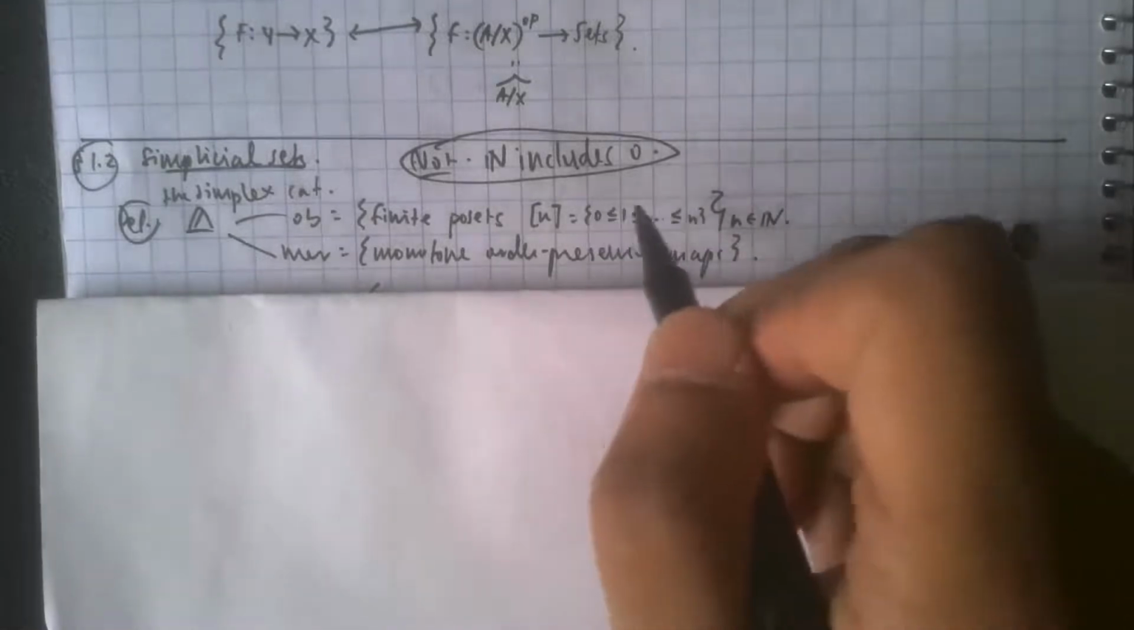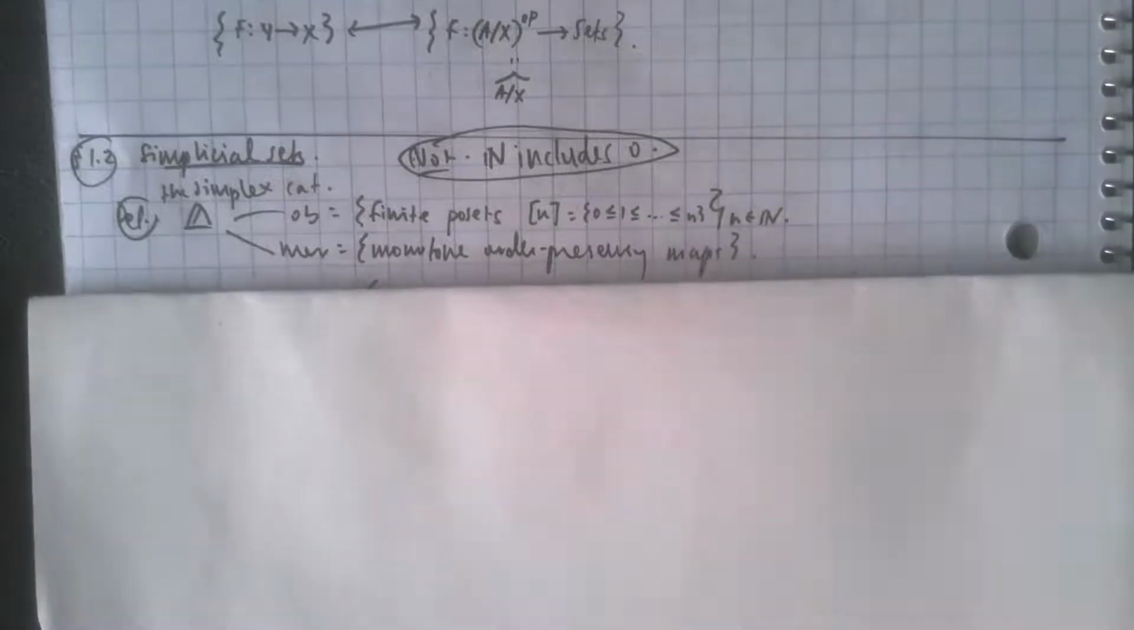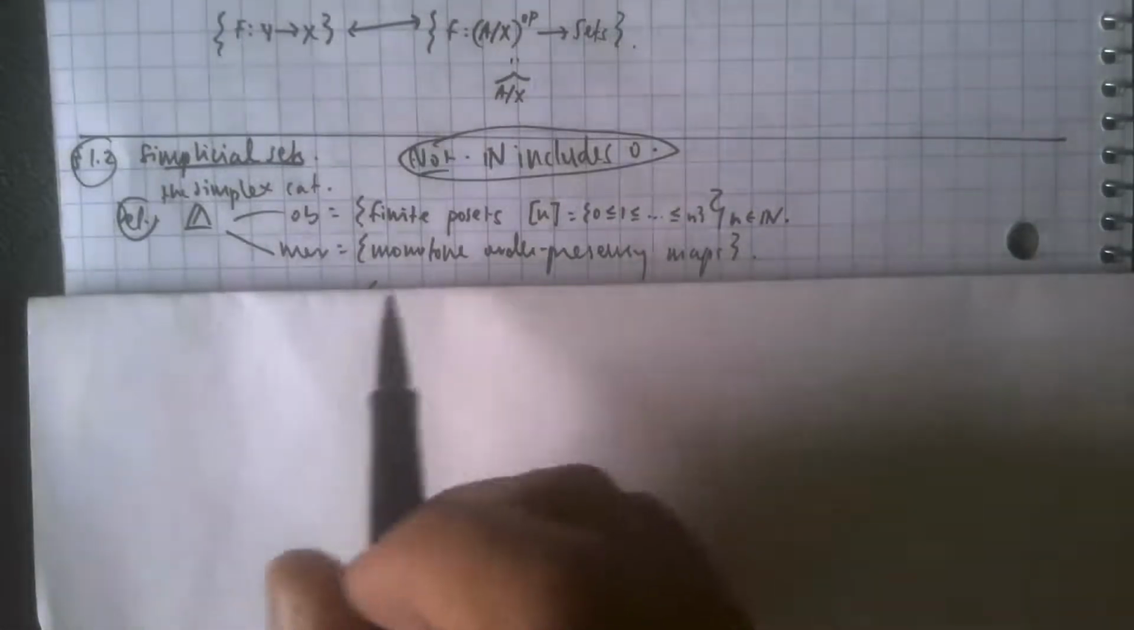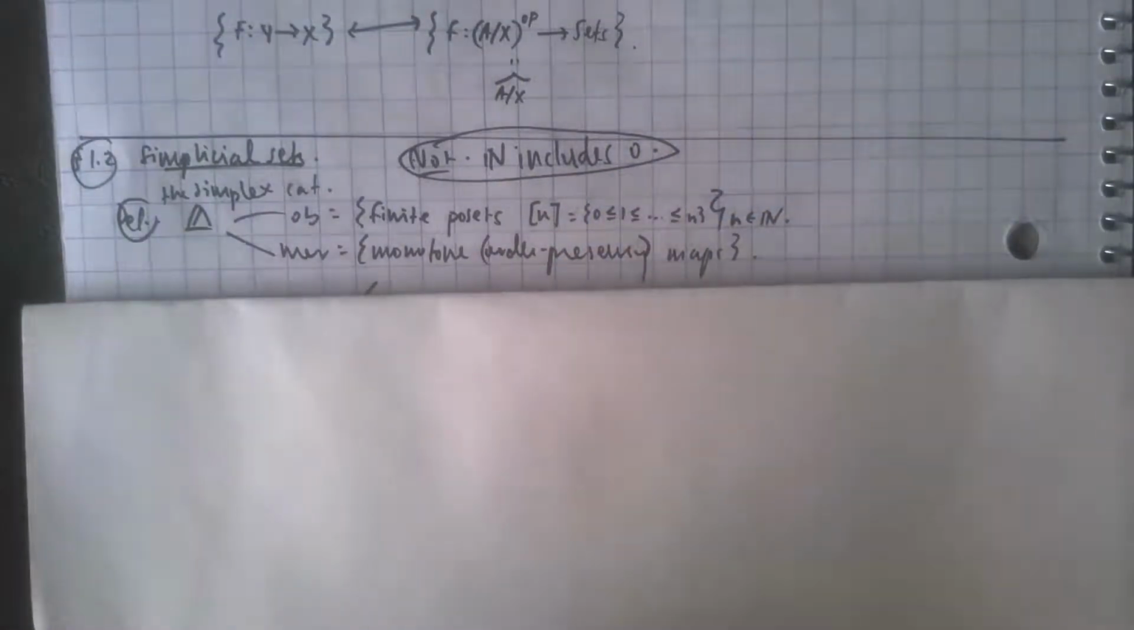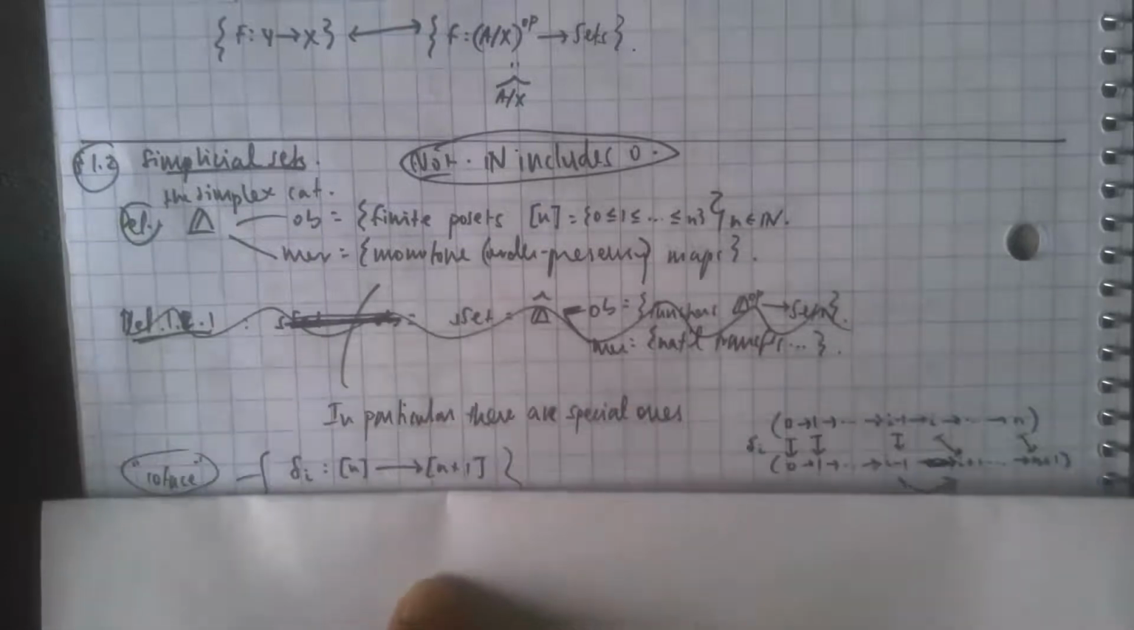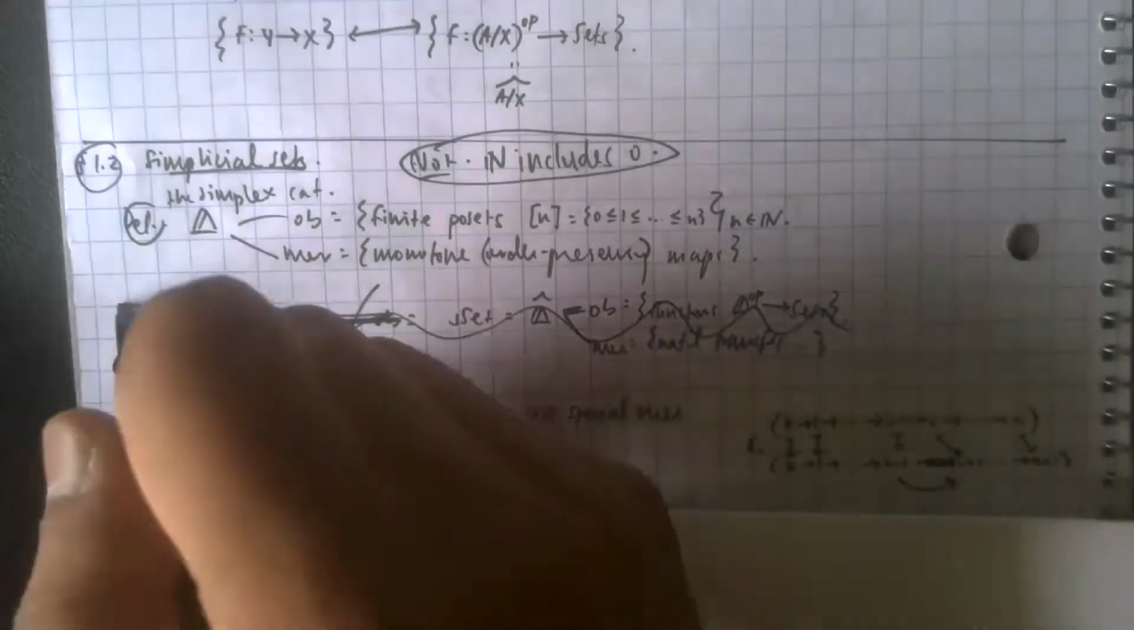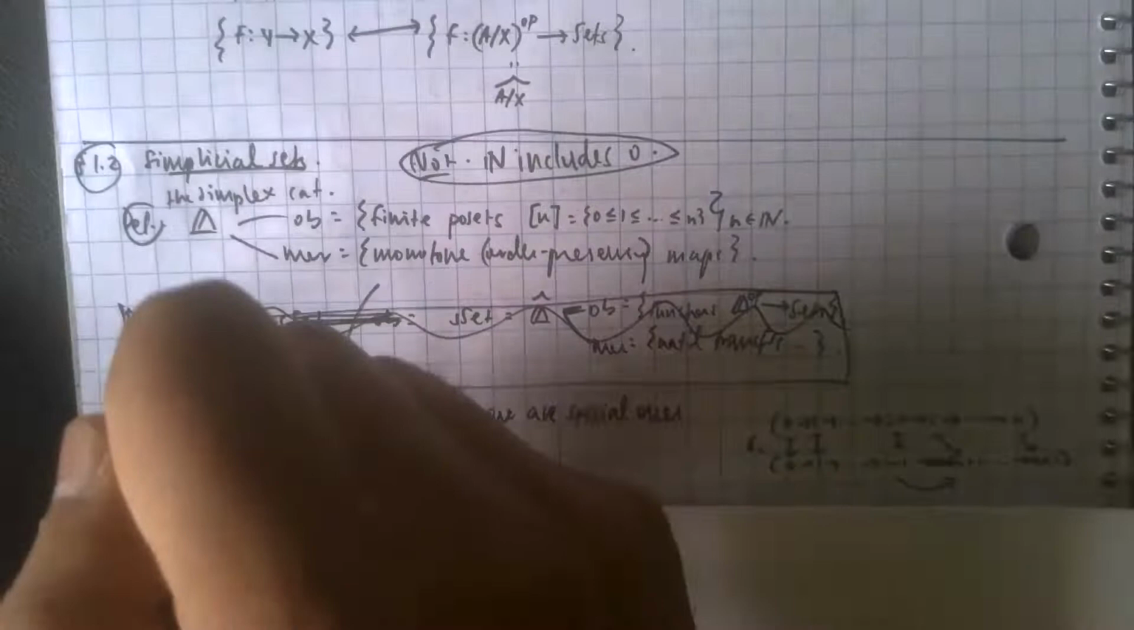And then obviously in a poset, you can compose, right? And then morphisms are just monotone, that is order preserving, maps between posets.